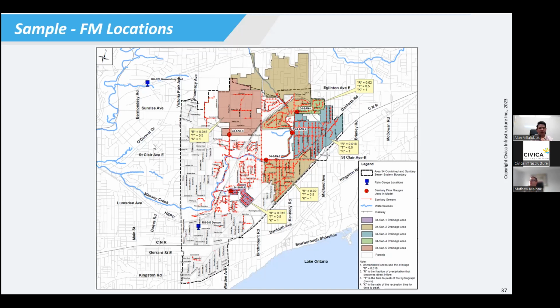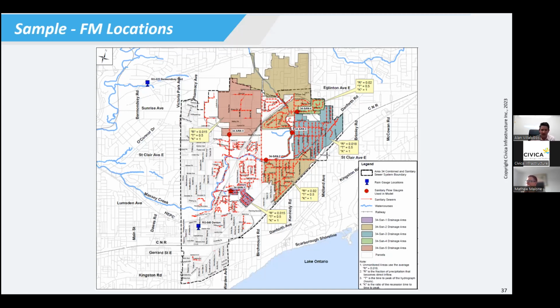Thanks. So I'm just going to show you a quick sample of a project that we did in Toronto, where we have flow monitoring data. We review the flow monitoring data, we calibrate the model, and then we'll show you some examples of what a calibrated model can do if you run the different scenarios.